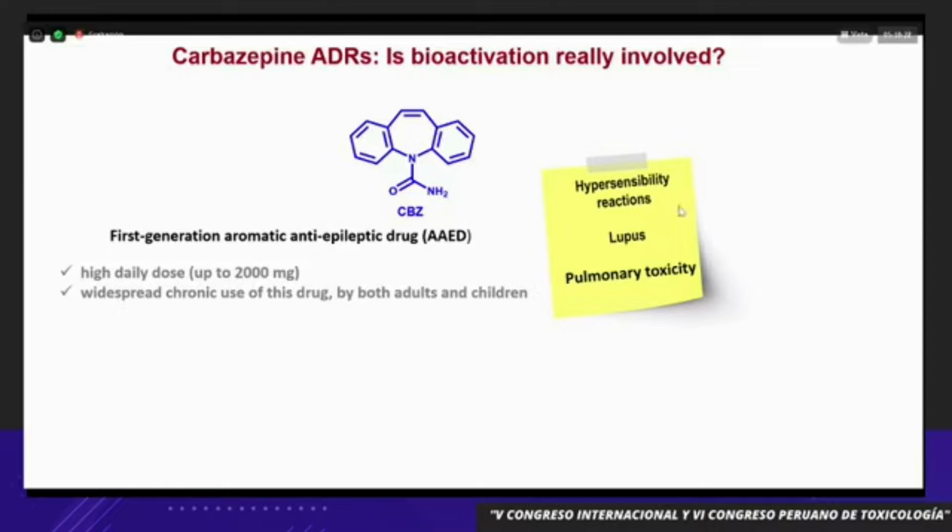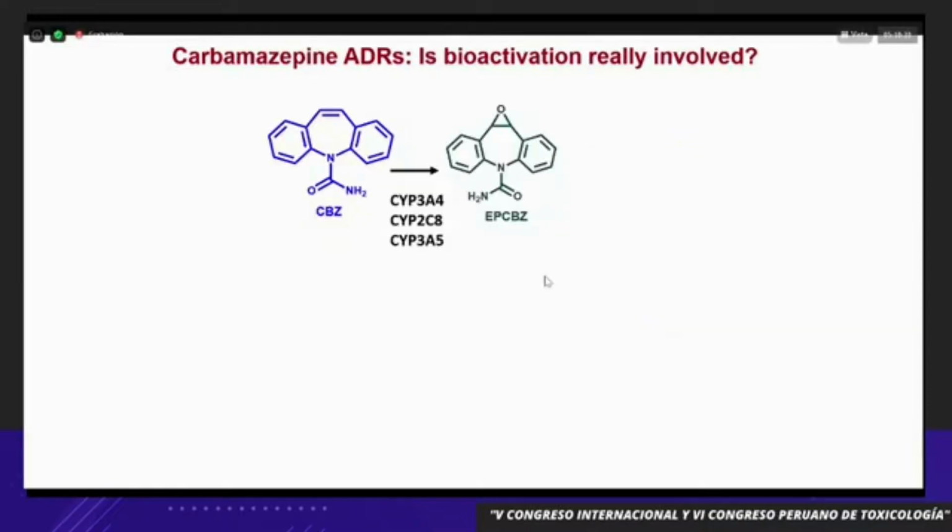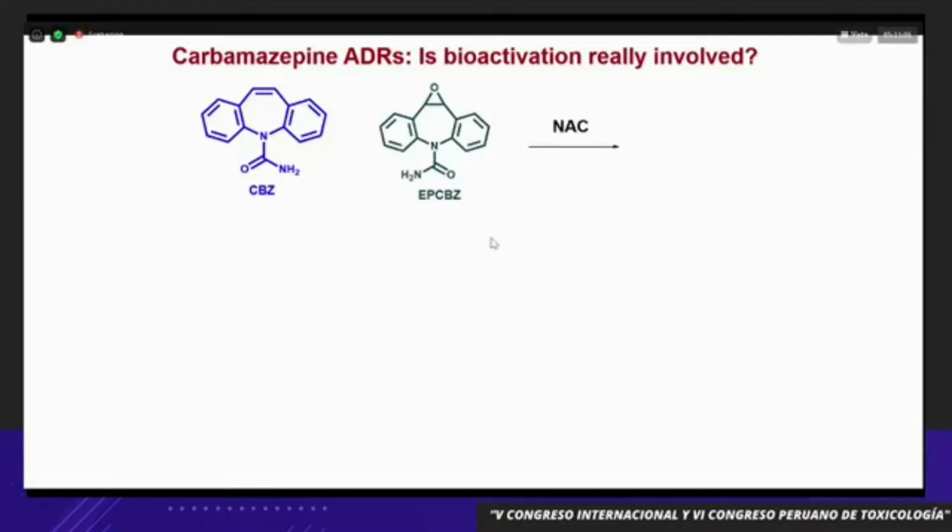these toxic events. So by the time that we started these projects, it was almost widely accepted that the potential reactive metabolite of carbamazepine was the epoxide, the carbamazepine epoxide that is formed by CYP bioactivation. So to investigate this, we wanted to see how this epoxide could react with bionucleophiles. So to do this, we tried to synthesize the carbamazepine epoxide.